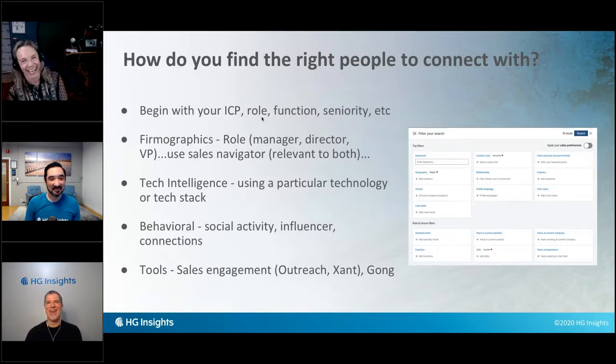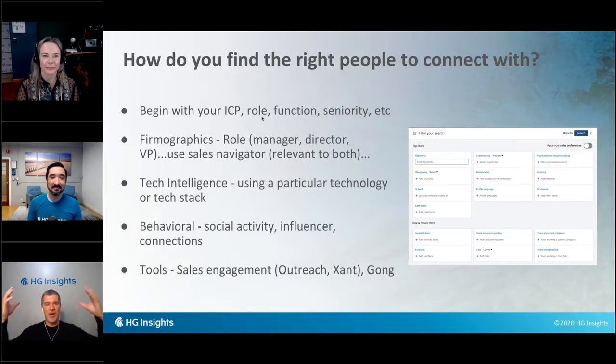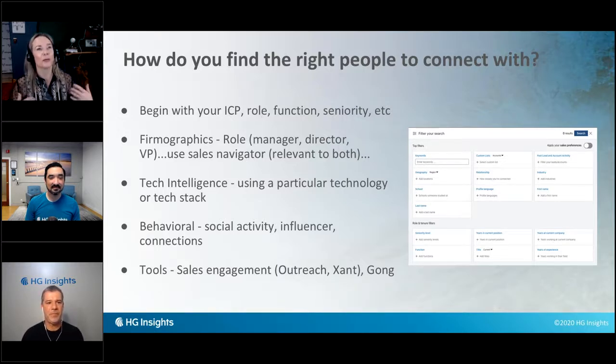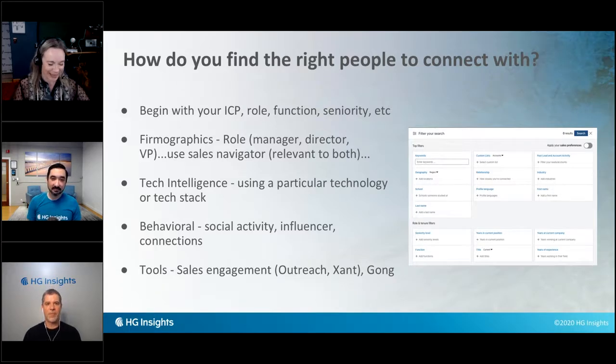Nice segue. Okay, so now we talked about finding the right companies, and I think that's a good place to start, right? You want to start with the right companies, but then once you do find the right companies, how do you find the right people to connect with? And I think that's where LinkedIn is very strong, provided people, if they've moved on, have changed their LinkedIn profiles.